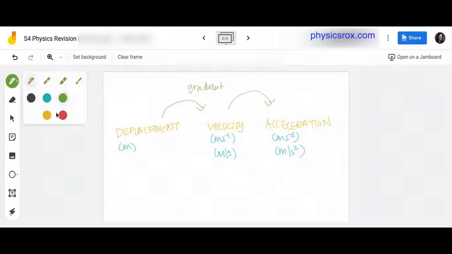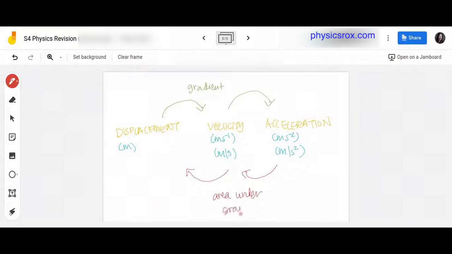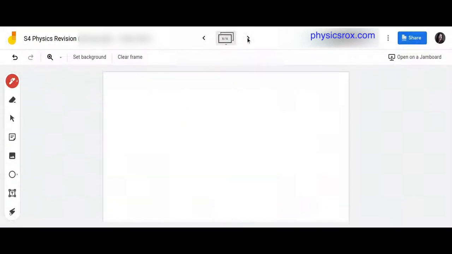But if they give you an acceleration time graph and ask you to count velocity, you count what? The area under the graph. That means when you move to the left, you're counting the area. Same if you get a velocity time graph and the question asks you to count displacement, you calculate the area under the graph. So remember that for gradient.